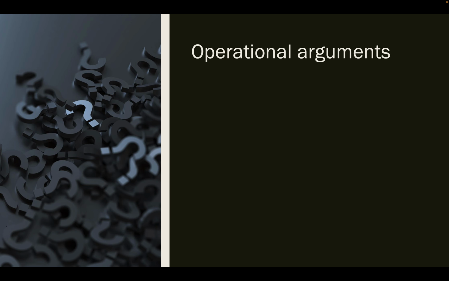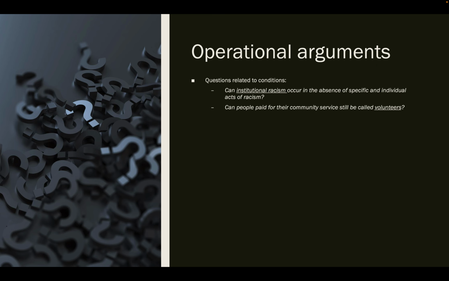So with operational arguments, again, there can be questions related to conditions, and if we're going to make an operational argument, this is what we have to start thinking about. First of all, can institutional racism occur in the absence of specific and individual acts of racism? First we have to define what is institutional racism, and then we have to think about the conditions. In this one, can people who are paid for their community service still be called volunteers? This might make a difference in terms of how to classify them, so we have to think about that. Does academic dishonesty occur if a student accepts wording suggested by a writing center tutor? So now we have to define academic dishonesty.